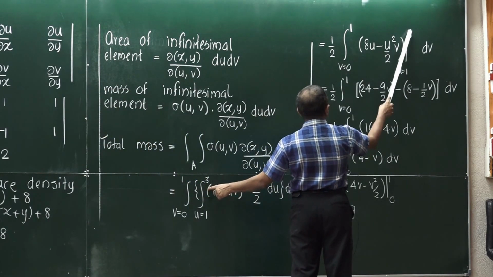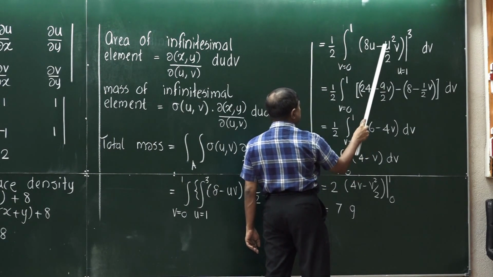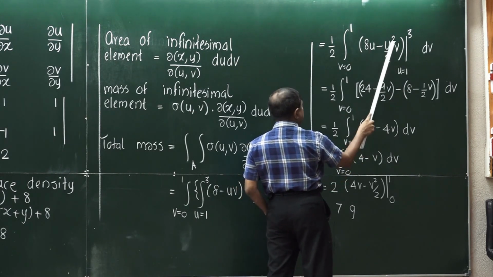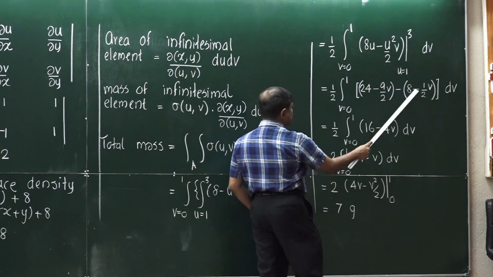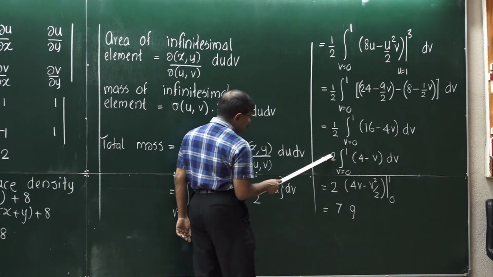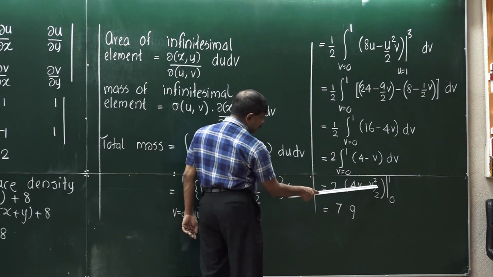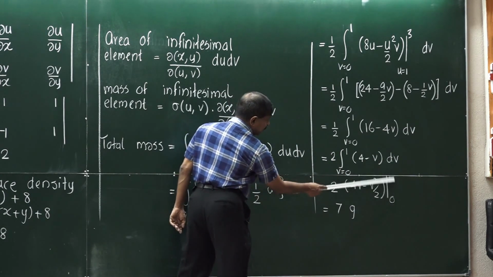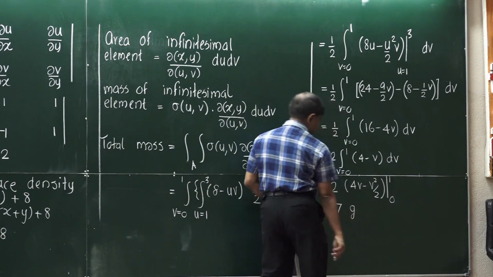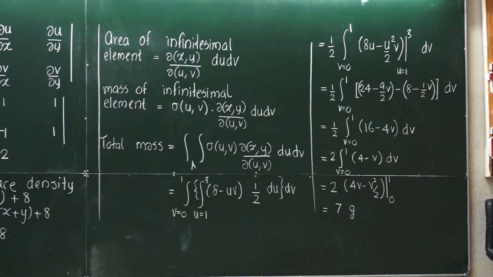Now, you evaluate this one, you plug in the limits. First, you plug in 3, you get 24 minus 9 over 2 times v. When you plug in 1, you have 8 minus half v. Now, you simplify, you will get this one. It is a simple integral. You pull out 4, so 4 over 2 is 2. Now, you integrate this, then you will end up with this one. Then plug in the limits, the answer is 7 grams, because it is a mass. Here in this problem, mass was measured in grams.